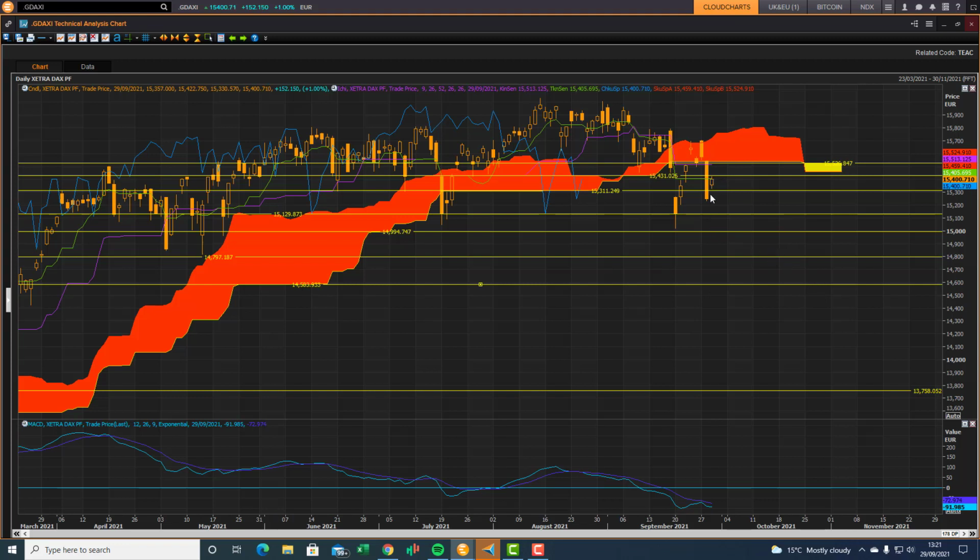But we do expect the DAX to rally back up and test these resistance levels, and to see how strong that resistance level is. But there is some significant downside risk on the DAX. Outlook is now bearish on the DAX.